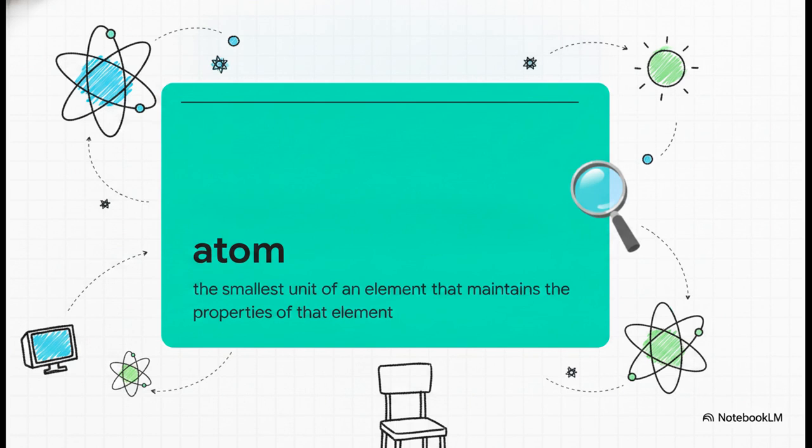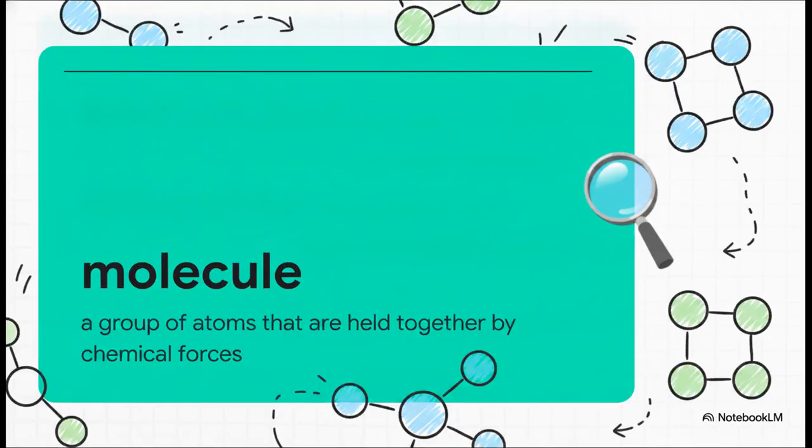Whether it's the screen you're looking at right now, the chair you're sitting on, or the star at the center of our solar system, matter exists in all these different physical forms, but at the end of the day, it is fundamentally made of atoms. But here's the thing. Atoms rarely like to fly solo. They attract other atoms and combine to form what we call molecules. A molecule is just a group of atoms that are held together by chemical forces, and it represents the smallest unit of a compound that keeps all the properties of that compound.